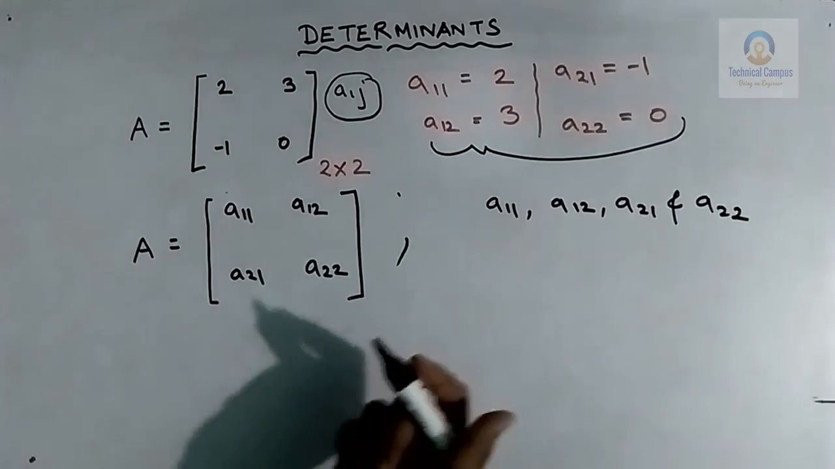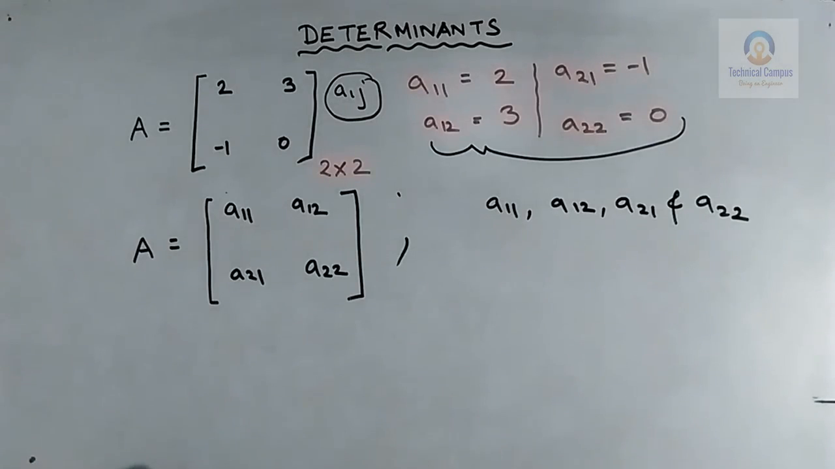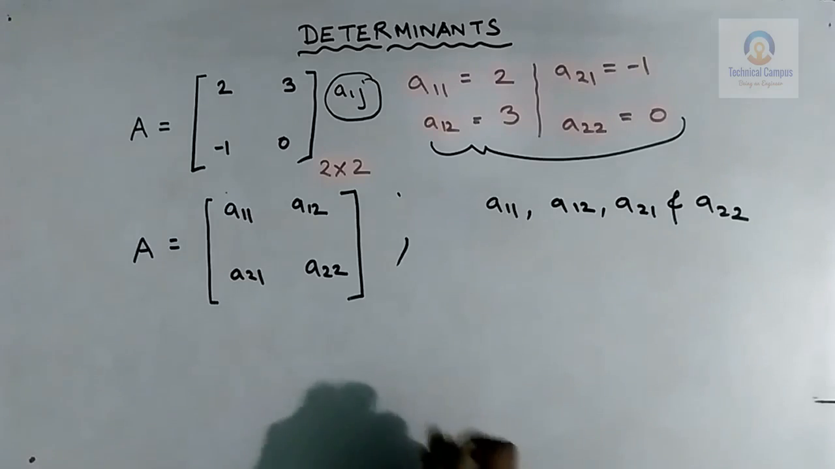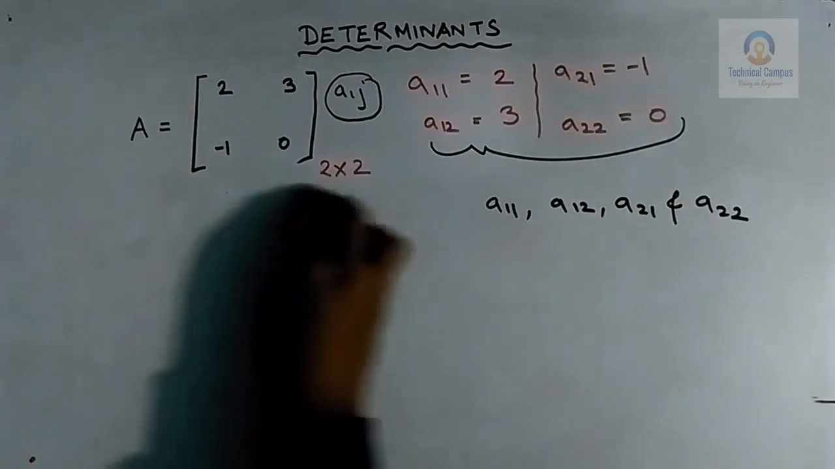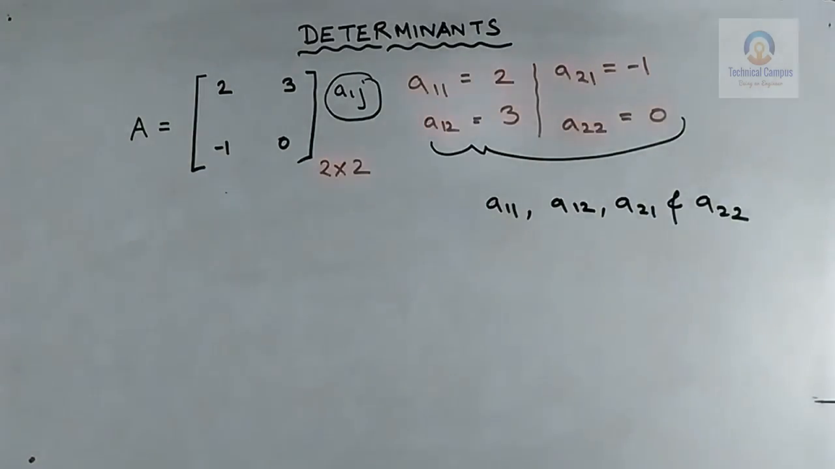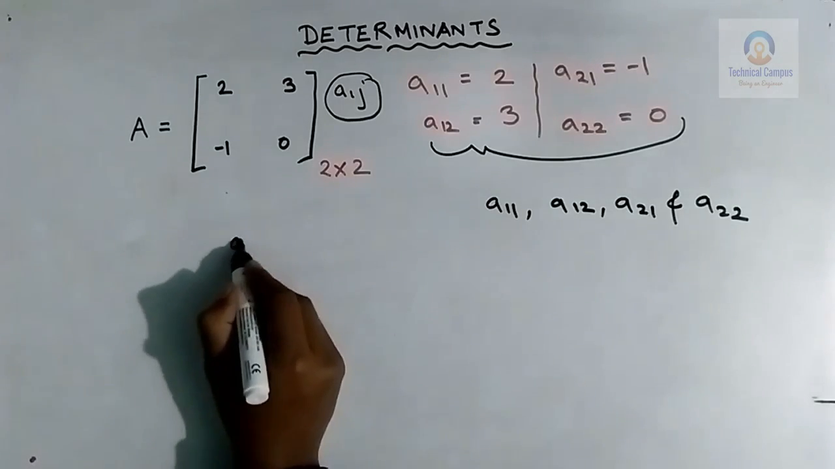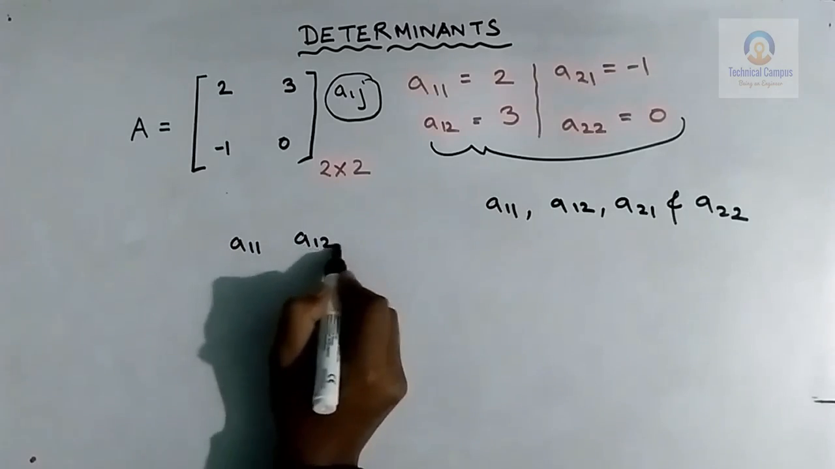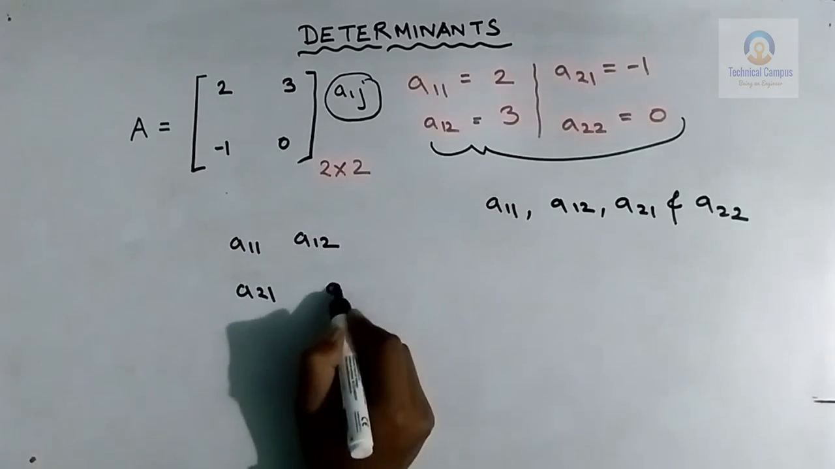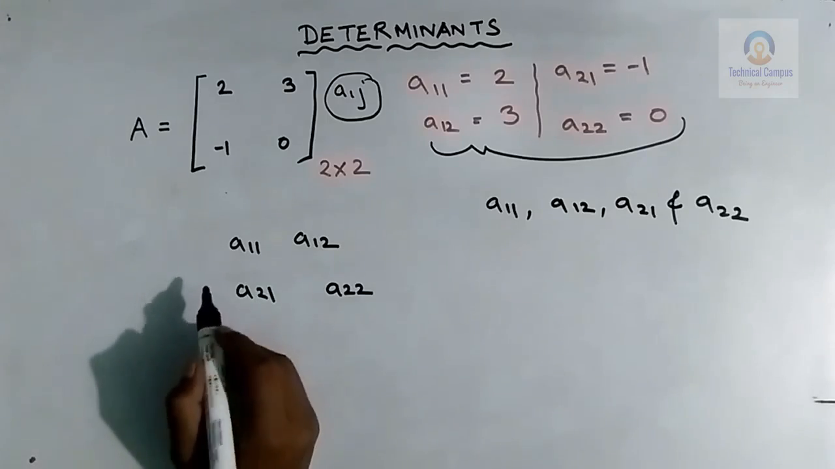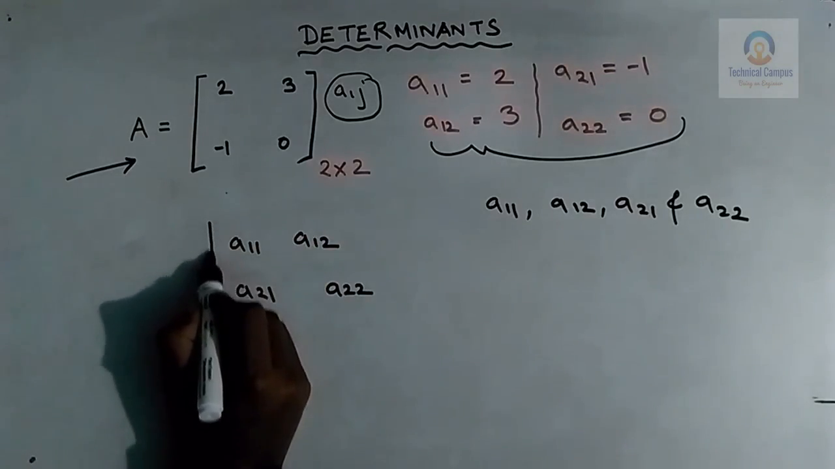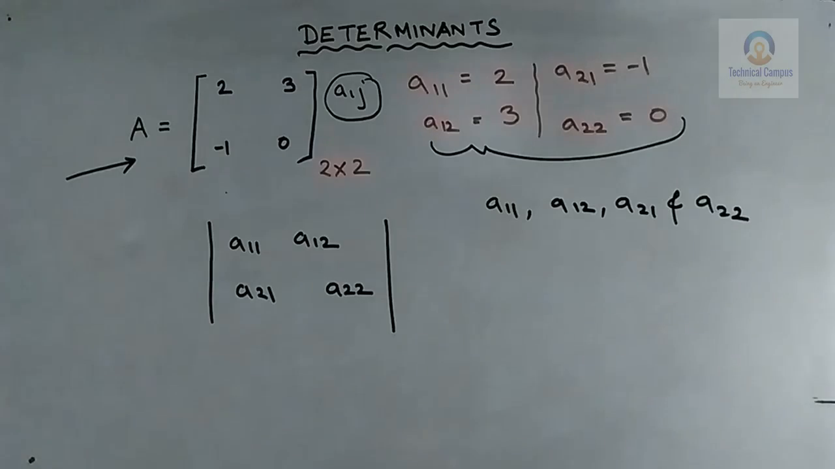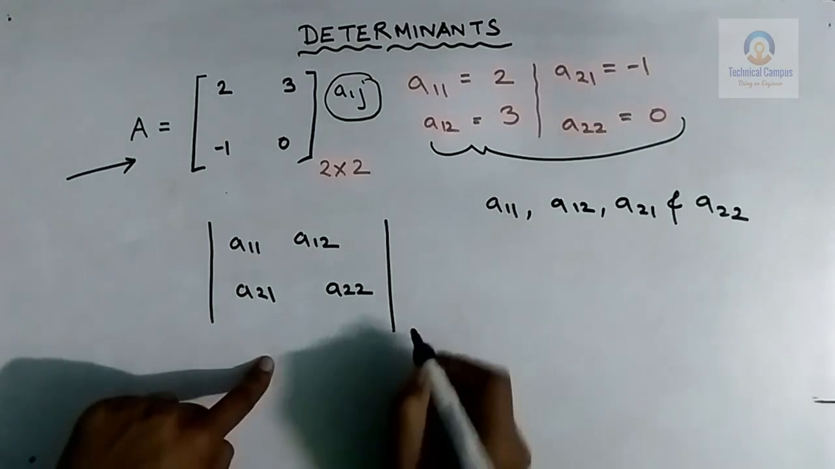So how will we write it? Forget about matrices for now and start determinants. Keep the concept of matrices in your mind so that it may help you understand determinants easily. We have 4 numbers, and we arrange them in this form: A11, A12, A21, and A22, but you do not put this under brackets like matrices. You have to put this just between 2 single lines. So this is a determinant of order 2 cross 2.